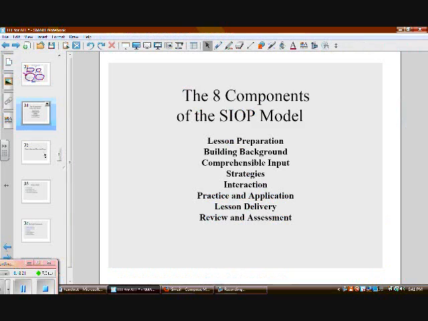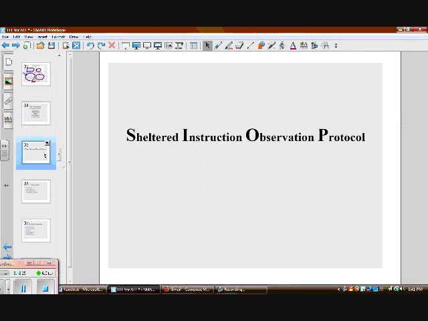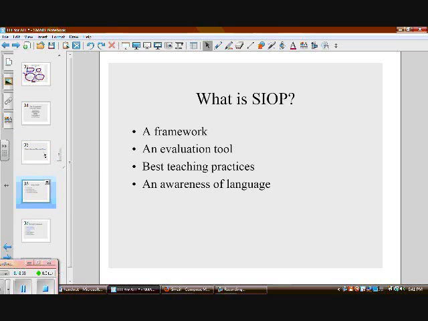And we've put the sheltered instruction components here in your PowerPoint. If you want to go through these on your own, we hope to actually provide a follow-up online module of SIOP. We're running out of time for this one, and this is really the background building course. So the next one would be the SIOP course.